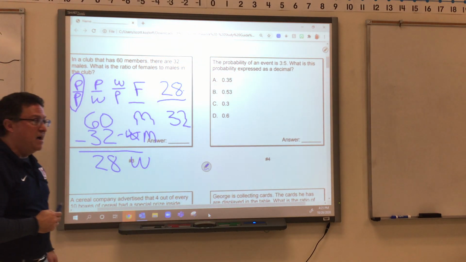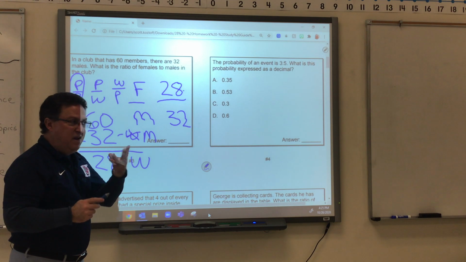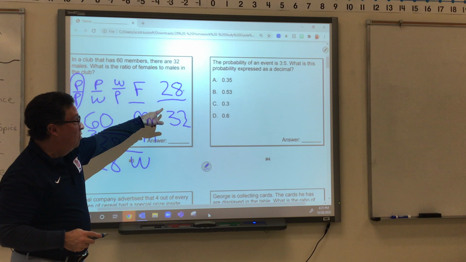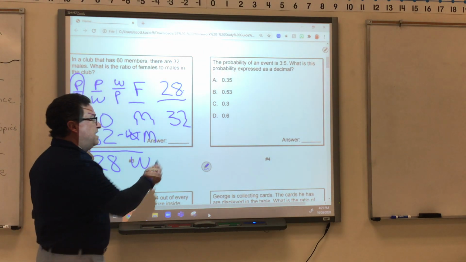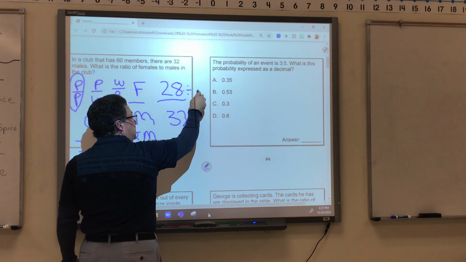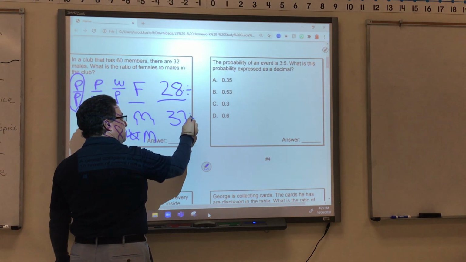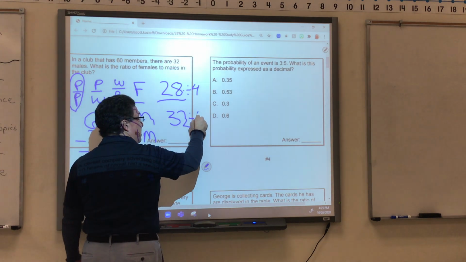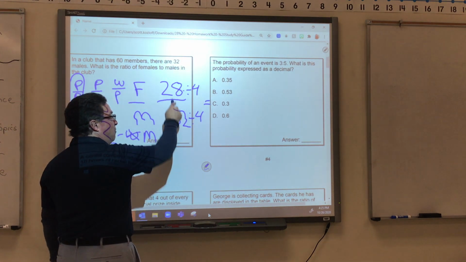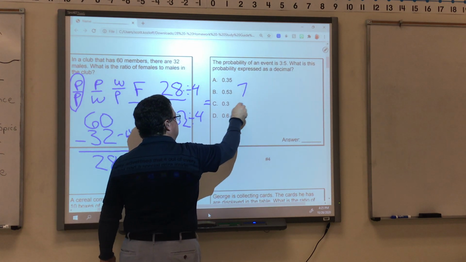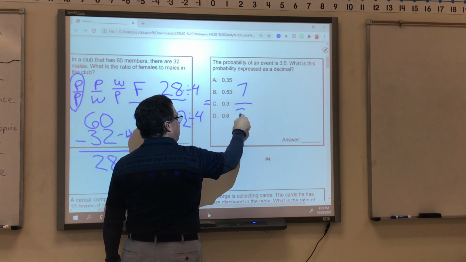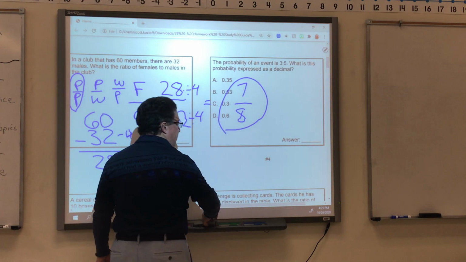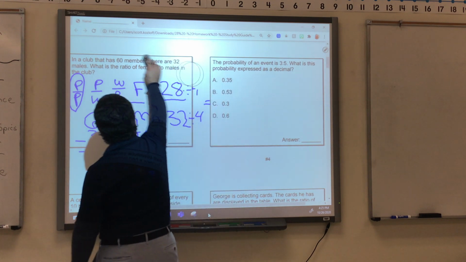Now I have to simplify, because remember, step 3 from the say it, write it, simplify it, I always have to simplify, even if it doesn't say I need to. So I'm going to divide this by how much, and I'm going to divide this by how much. Well, I'm going to try a 4, because I know if I divide both sides by 4, 28 divided by 4 is 7, 32 divided by 4 is 8. And there will be my final answer, 7/8. And there's your answer for number 3.